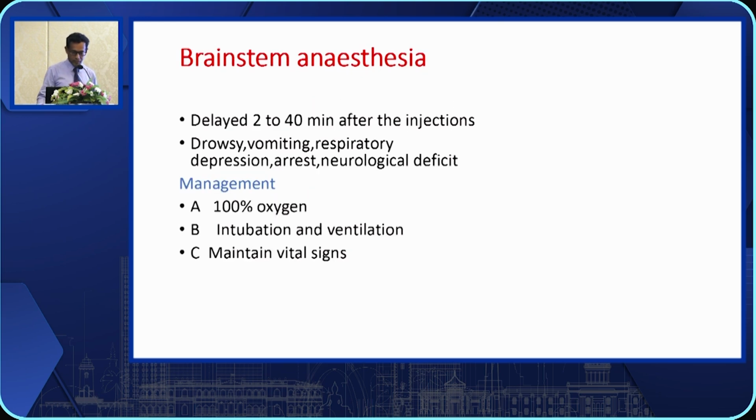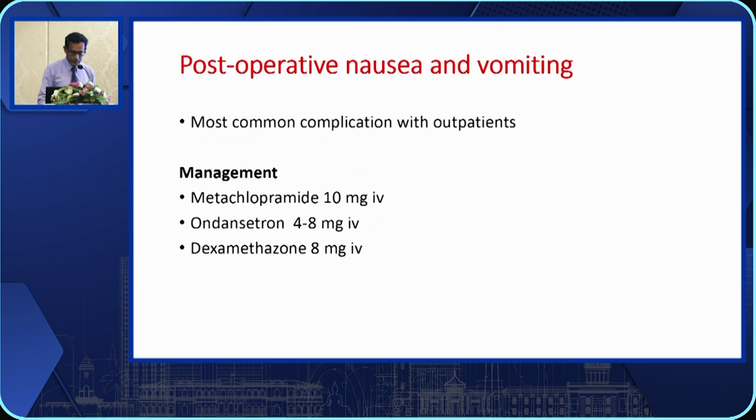Another one is brainstem anesthesia. This is a serious but rare complication. It is a bit of a late complication, especially after the retrobulbar block. The patient can completely become respiratory arrested or cardiac arrested, or can develop neurological deficit. So we need to have facilities to resuscitate the patient in that type of situation. At times they may need intubation and ventilation. Okay.